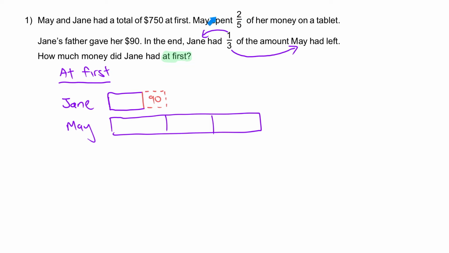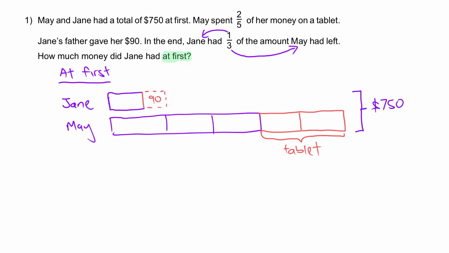Moving back again. May spent 2/5 of her money on the tablet. This is after May spent 2/5 of her money on the tablet. So she should be left with 3/5. 1, 2, 3. Just nice. 3/5, a very nice number. Let's add back the 2/5 that she spent on the tablet. So this is the tablet. And let's move back. May and Jane had a total of $750 at first, which I can represent by this. And I'm done. This is the model at first.